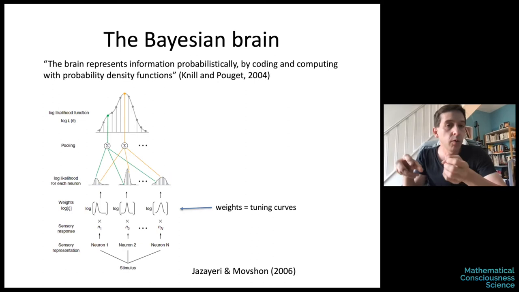So you have a number of neurons, they respond to the same stimulus. The stimulus has a certain property and the neurons respond with a number of spikes. And from this population response, this is the representation, you can calculate the likelihood that the stimulus property had a certain value. And you do this calculation by a weighted sum of the spike counts weighted by synaptic weights. And the synaptic weights must be determined by the tuning curves of the neurons for this likelihood to be accurate.